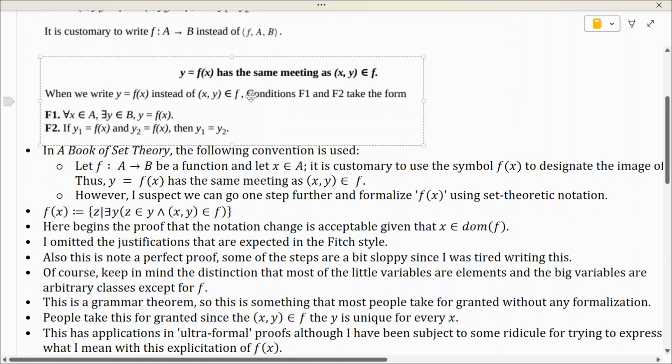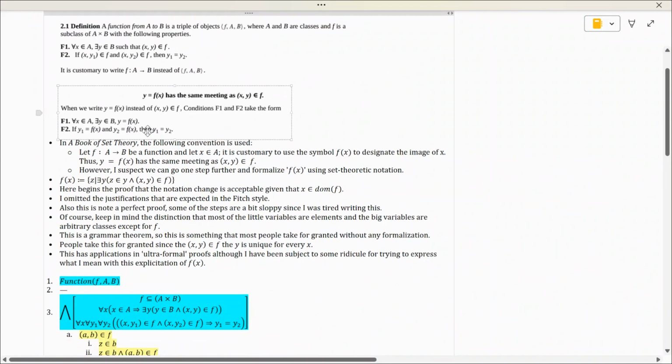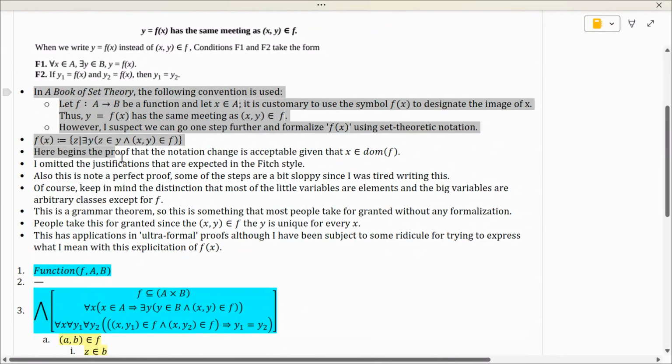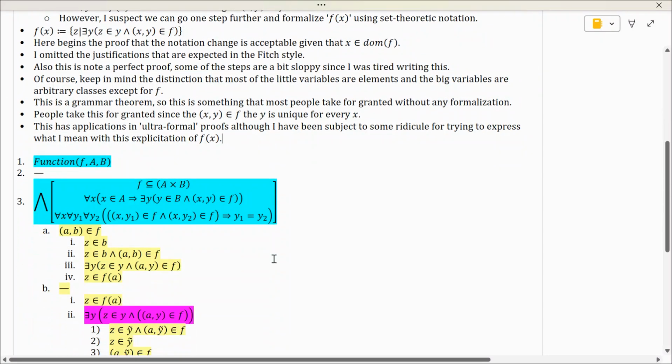We also see this convention, and this is the main part that I want to discuss. y equals f at x has the same meaning as x comma y in F. You can read for yourself how the new form takes hold in terms of the conditions here. So what do I want to get through? First, you can read this on your own. Okay, so you're done reading that.